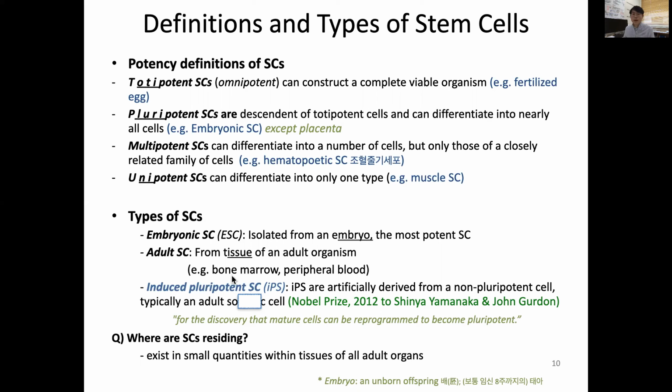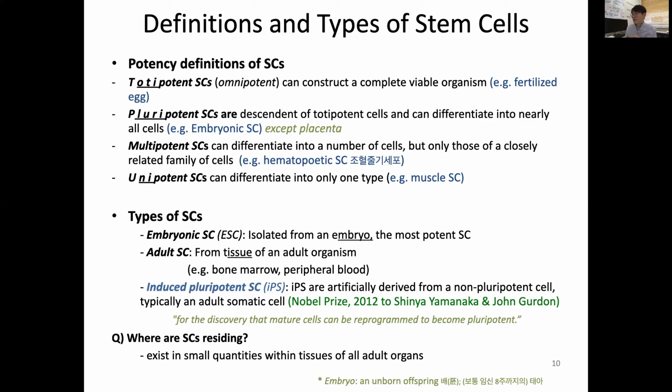Or for example, bone marrow or peripheral blood, and it contains stem cells, and that's called adult stem cell. Now, a revolution in the stem cell field happened not more than 10 years ago, a decade ago. It's called iPS, or induced pluripotent stem cell. By definition, induced pluripotent is a very capable, potent stem cell. And these are artificially derived from a non-pluripotent cell, typically an adult body cell. So it's an adult somatic cell.